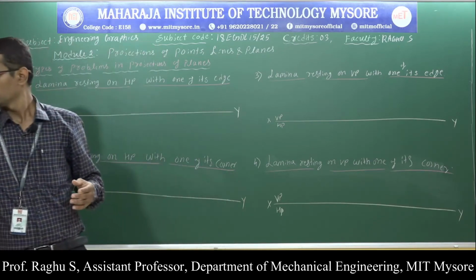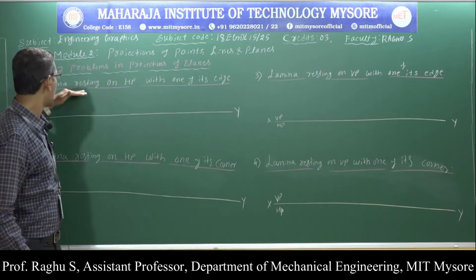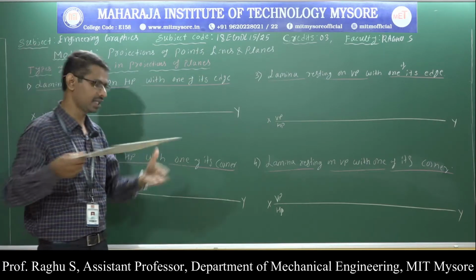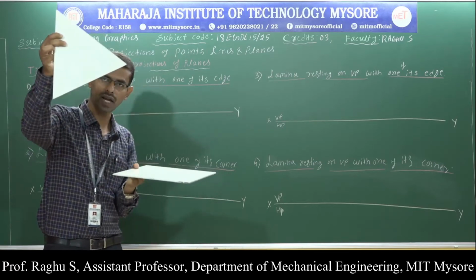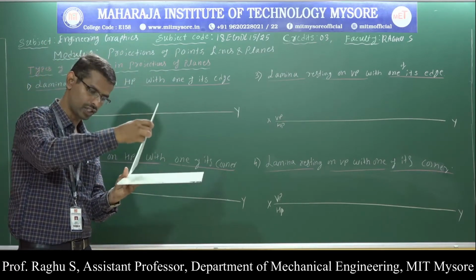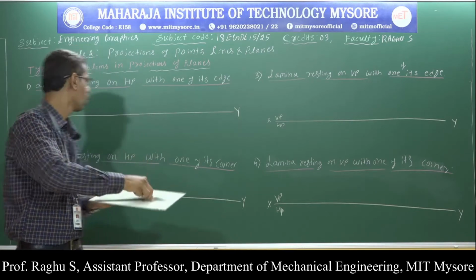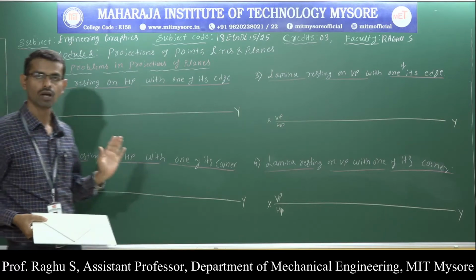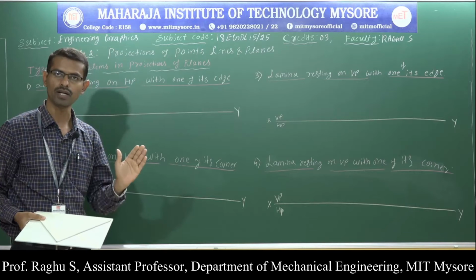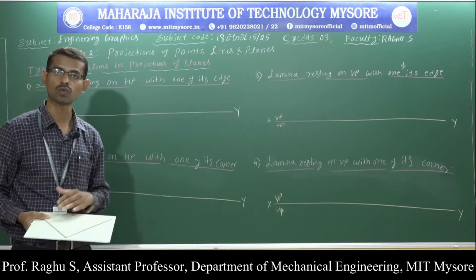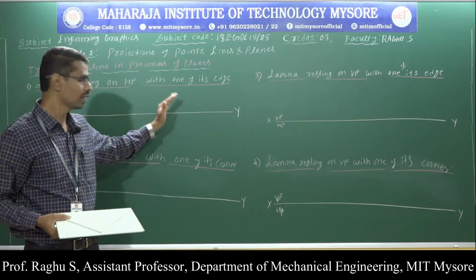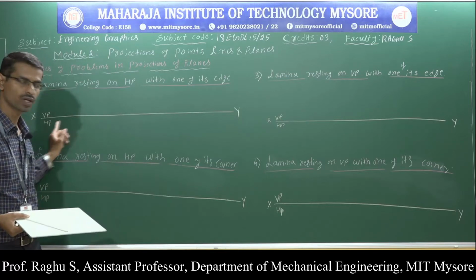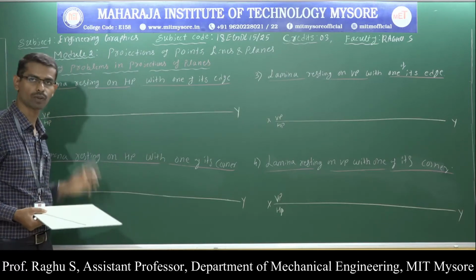Now, let us discuss the first one: lamina resting on HP with one of its side. Here I have taken a triangular lamina resting on HP with one of its side. Now, first draw the XY line. Next, indicate VP and HP. All problems solved in projections of planes are first angle projection, meaning first quadrant. So it is indicated by VP and HP. First draw the XY line, then VP and HP, first angle projection.